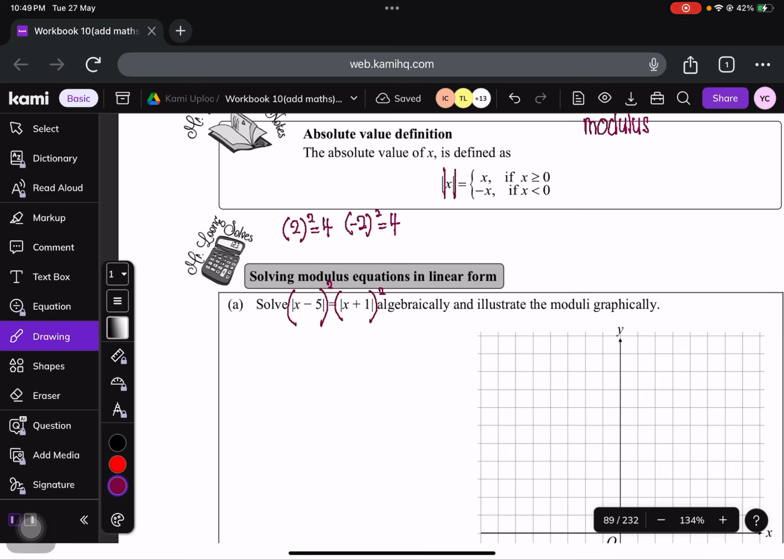So when I square both sides, I'm writing x minus 5 squared equals x plus 1 squared. Remember, we learned that when we square a bracket like this, there are 3 terms coming out from it. We have x squared minus 10x plus 25. Remember, square the front, multiply all 3 together, square the back. Then it equals x squared plus 2x plus 1.